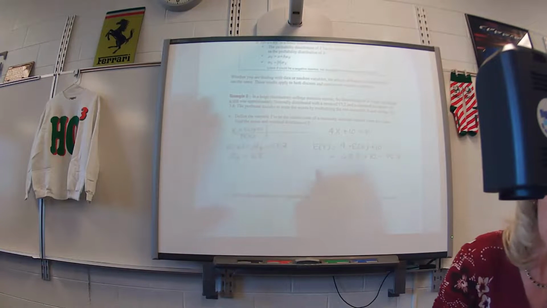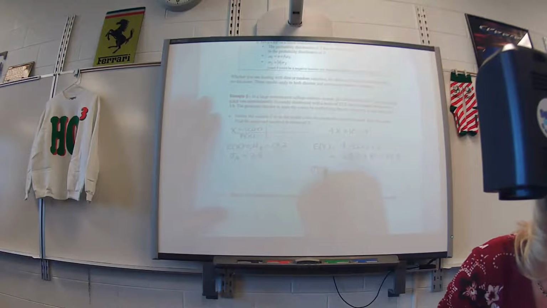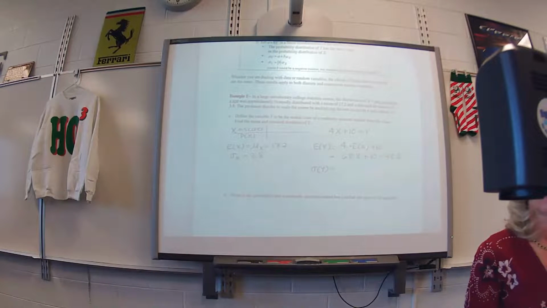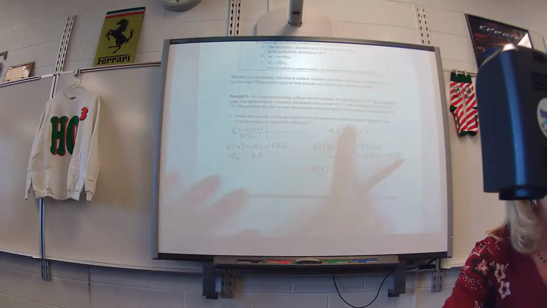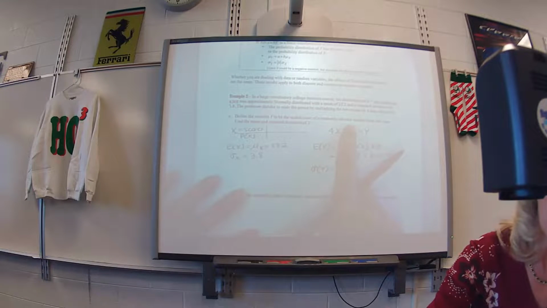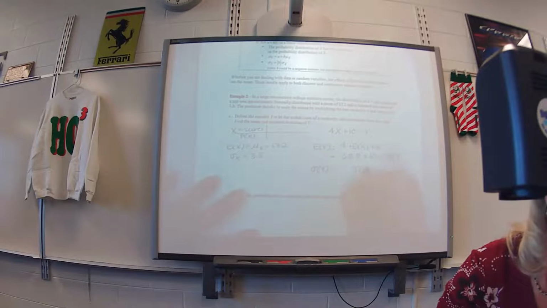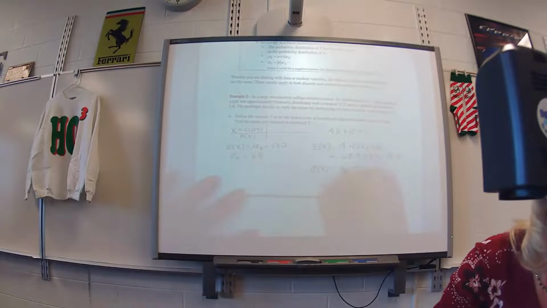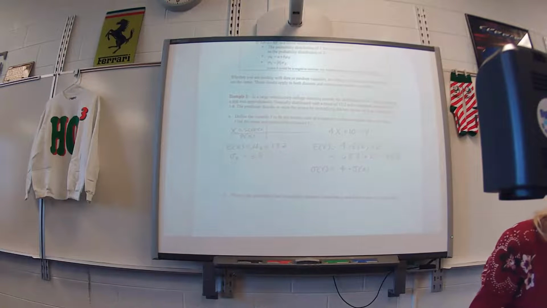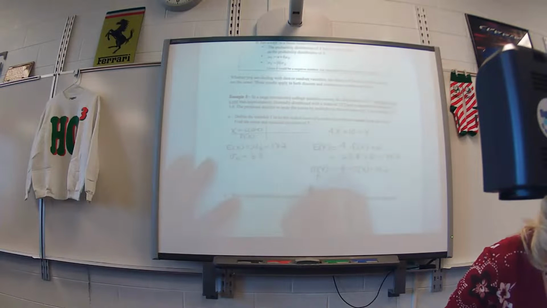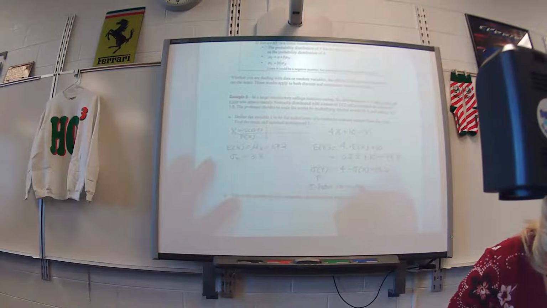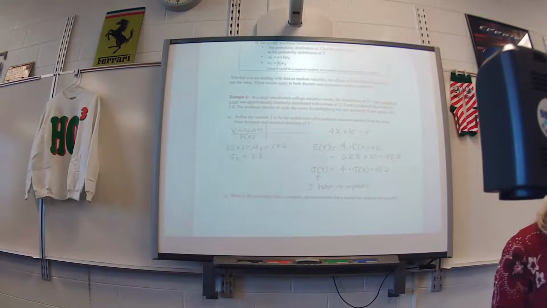And then it says find the standard deviation. Now here's where people make their mistake. The standard deviation is not impacted by the addition. So all you're going to do is take the standard deviation for x and multiply it by 4. So 3.8 times 4 gives me 15.2. Addition and subtraction have no impact.